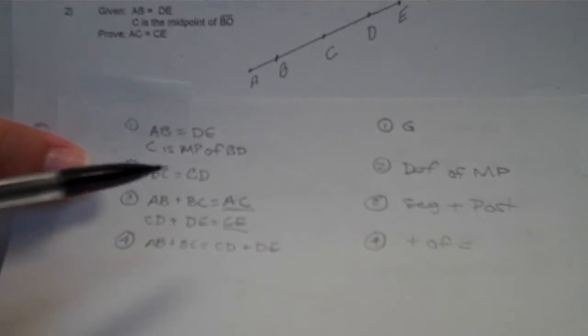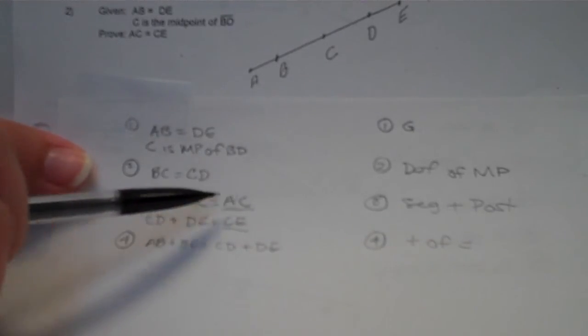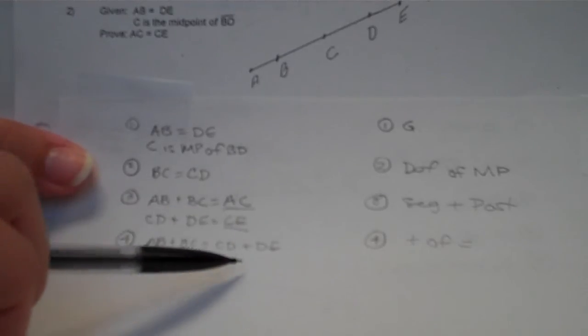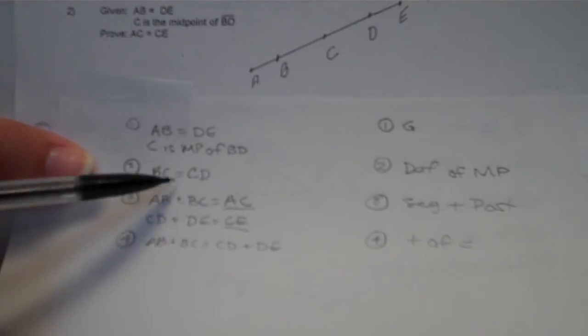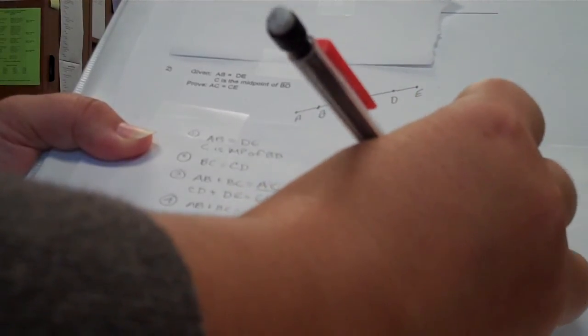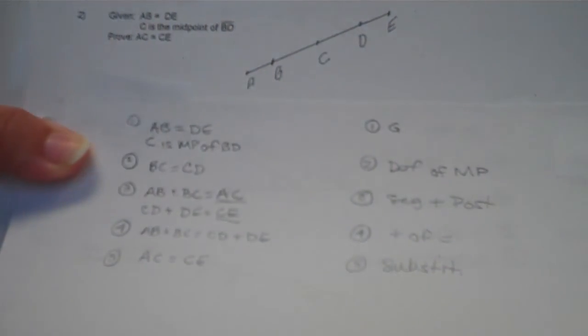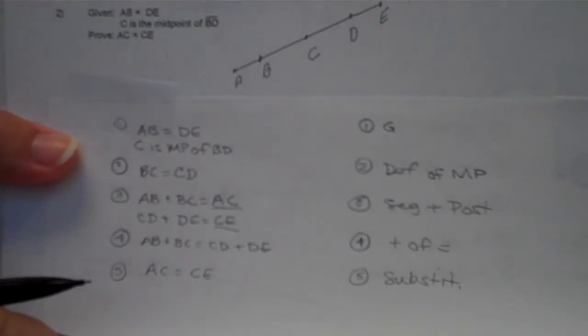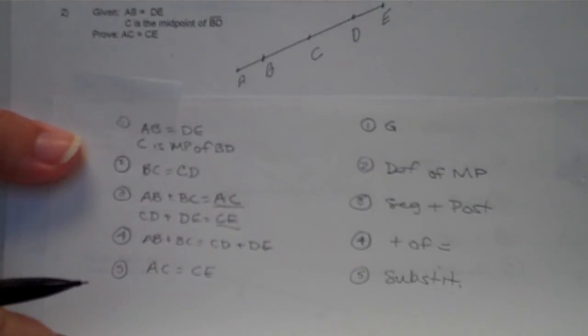Alright, so lastly, you can now substitute AC in here and CE in here, since now these two are equal to each other. So by substitution, you can say that AC equals CE. And that's number 2.